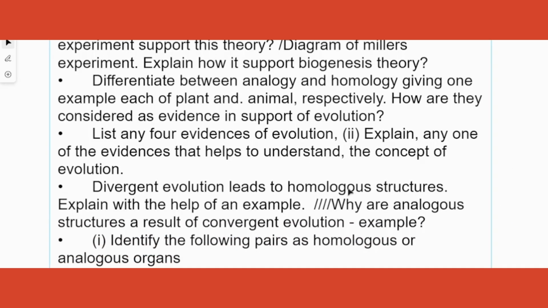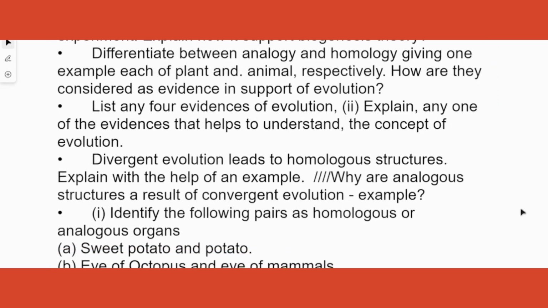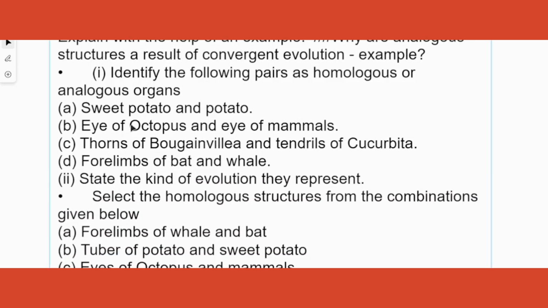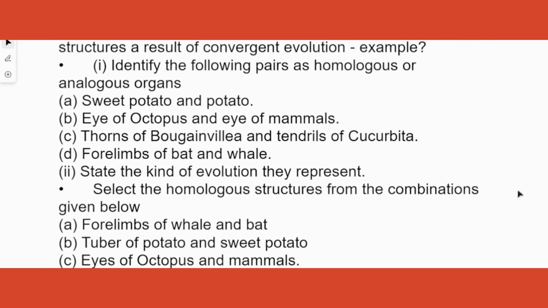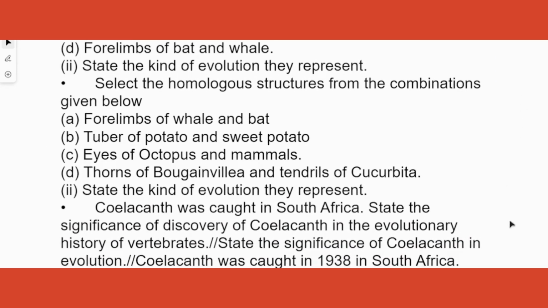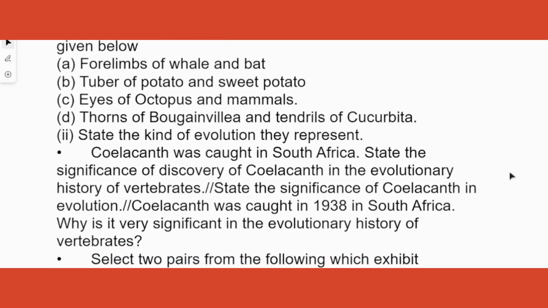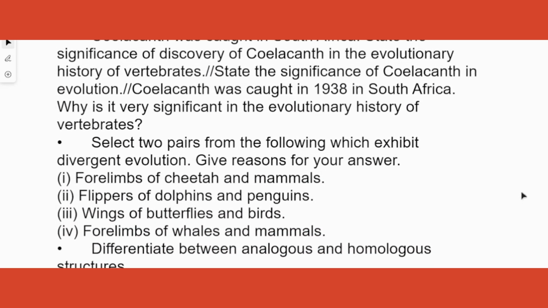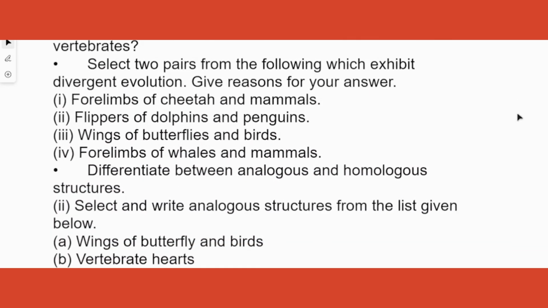Divergent evolution leads to homologous, or convergent leads to analogous, and so on. Please don't skip all that. And here again, they can give you certain things to compare, and you have to identify whether it's homologous or analogous. So you should definitely know the definition of it, right? Such questions have repeated. I have picked up only the repeated ones, which are more probable to come.